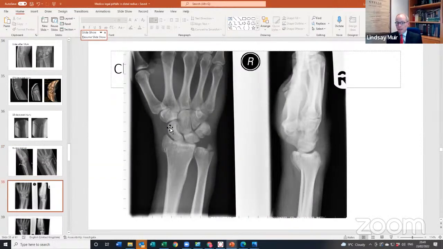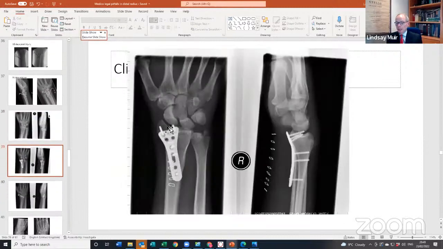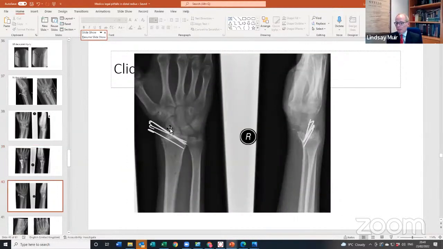This man here, not one of mine, I'm pleased to say, has this plate put on. If the plate's lying obliquely across the radius, then this is unlikely to give you such a great result. And so this had to be revised, and revised just to some K-wires. Fortunately, the K-wires obscure the fracture.